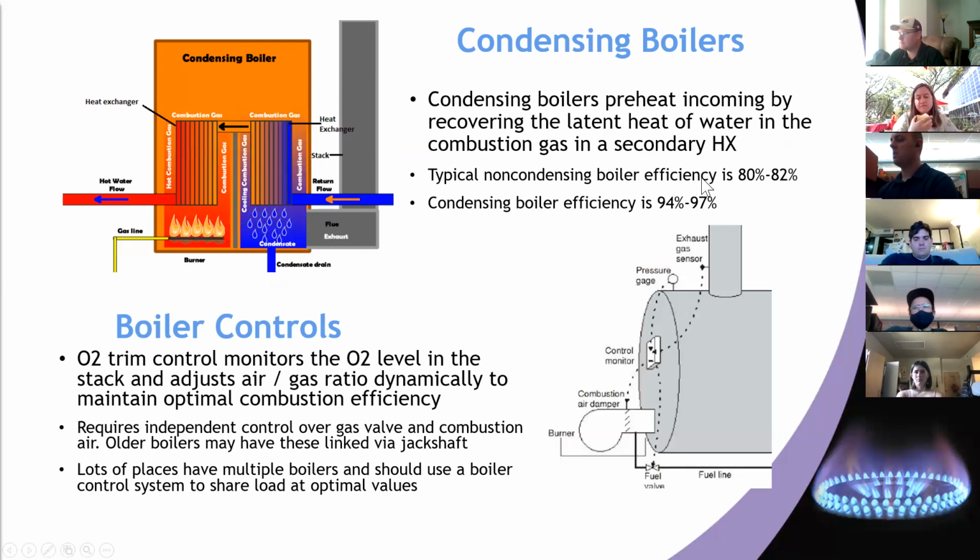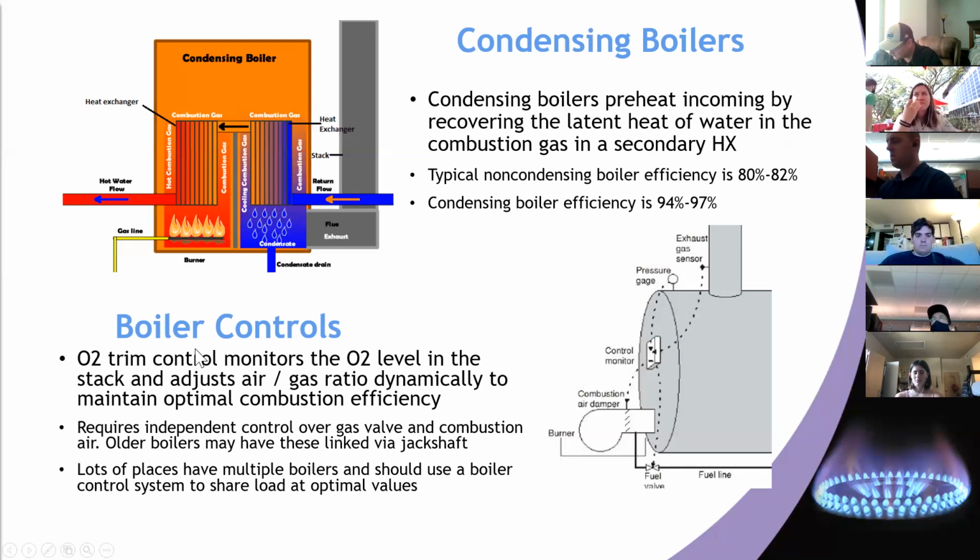But the payoff is that with a non-condensing boiler, your maximum efficiency is going to be about 80%. There might be some applications that get 81 or 82, but most boilers are pretty much stuck at 80%. When you get into a condensing boiler model, you can get efficiencies between 94 and 97%. So you're extracting 14 to 17% more heat with the same amount of gas that you're burning on the input.